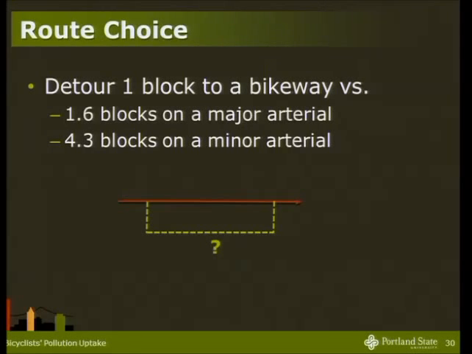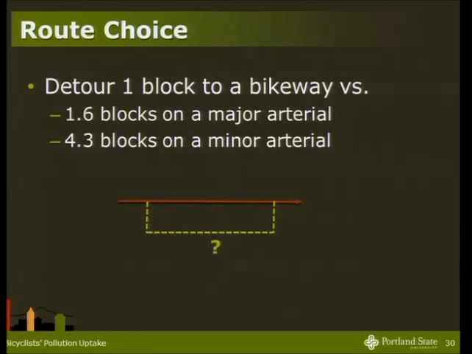Well, we can calculate that, and from our data, going 1 block out of your way to take a low-volume street and then going 1 block back over is worth it if you're going to bike just 1.6 blocks on a major arterial or 4.3 blocks on a minor arterial. Meaning, as long as your route is at least 4.5 blocks long on a minor arterial, you're better off from an inhalation dose point of view going out of your way to use a lower exposure facility. And so these are the kind of trade-offs we can think about when quantifying exposure differences in bicycle network planning.